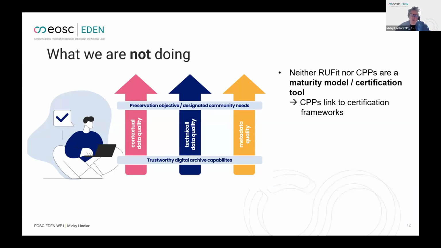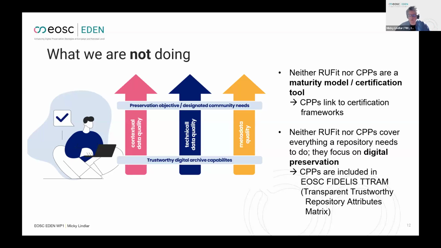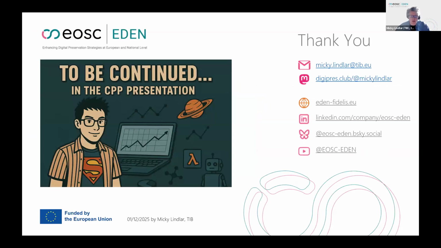And on a similar note, neither the reuse fitness framework nor the core preservation processes cover everything a repository needs to do. They focus very much on the digital preservation side of things, which is what EOSC EDEN is about. EOSC FIDELIS is looking at the larger repository picture, and the core preservation processes are included in the EOSC FIDELIS TTRAM model, which is the Transparent Trustworthy Repository Attributes Matrix. So I'd like to invite you, if you're interested, to look at the FIDELIS work. And with that, I would like to hand over to my dear colleague Bertrand Caron, who leads task 1.2 in Work Package 1.